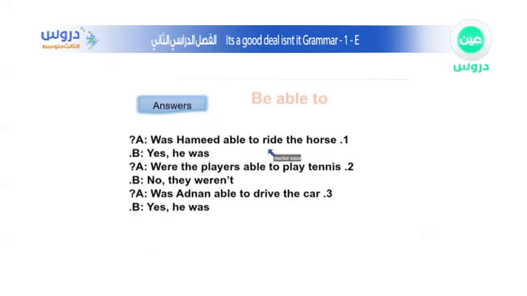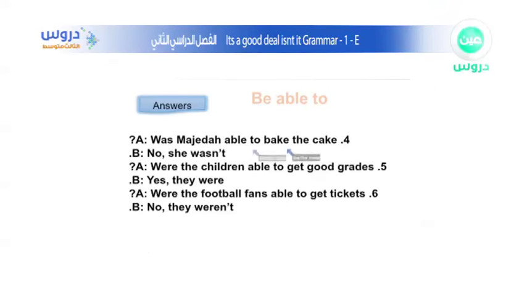Was Hamid able to ride the horse? Yes, he was. Were the players able to play tennis? No, they weren't. Was Adnan able to drive the car? Yes, he was. Now, let's check with Majida. Was Majida able to bake the cake? No, she wasn't. Okay. Were the children able to get good grades? Yes, they were.